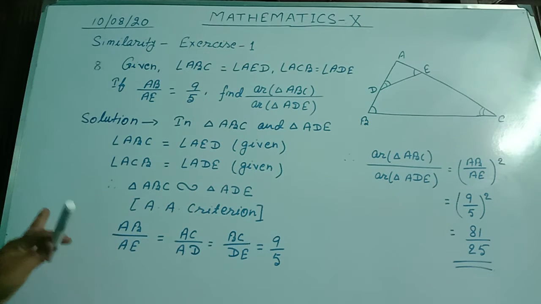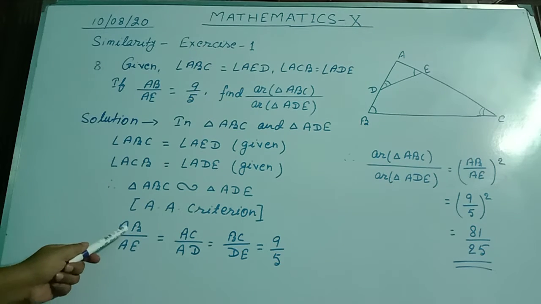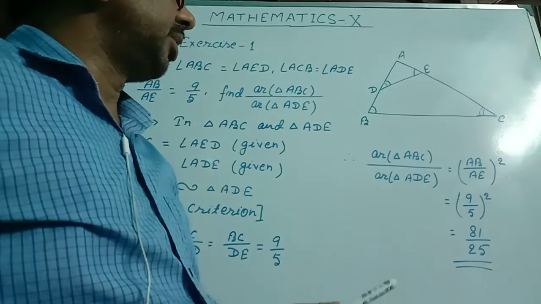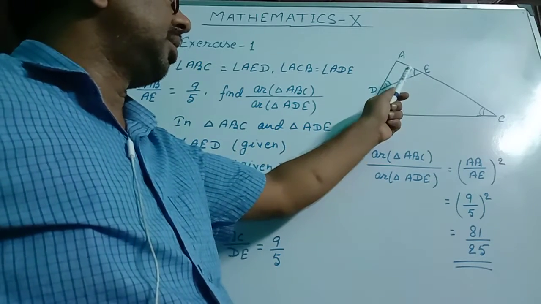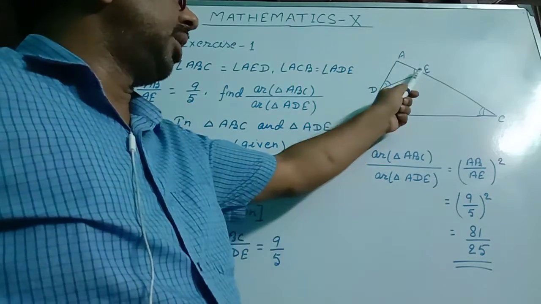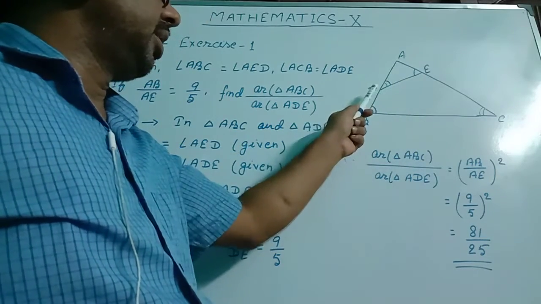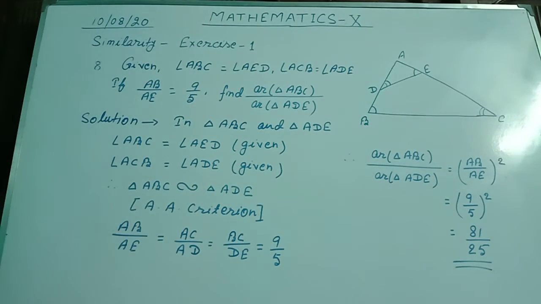That is the first paragraph. In the next paragraph, since these two triangles are similar, the ratio of corresponding sides will be equal. AB and AE are corresponding sides. What is the trick to identify? Here this angle is equal, here this angle is equal. So AB and AE correspond. Similarly, AC and AD, and BC and DE are corresponding sides. Since these two triangles are similar, the ratio of their corresponding sides will be equal.